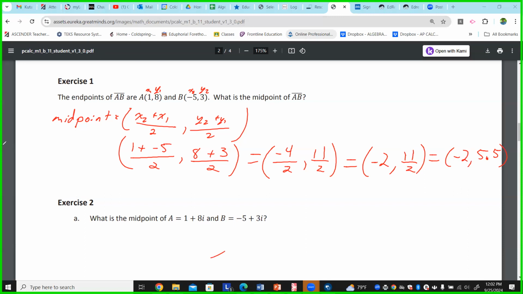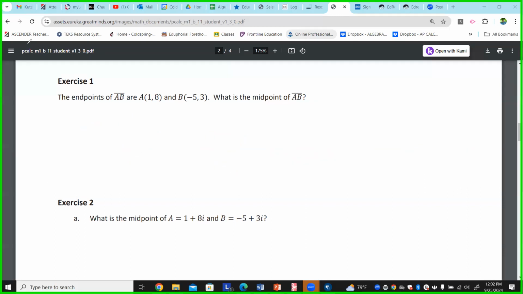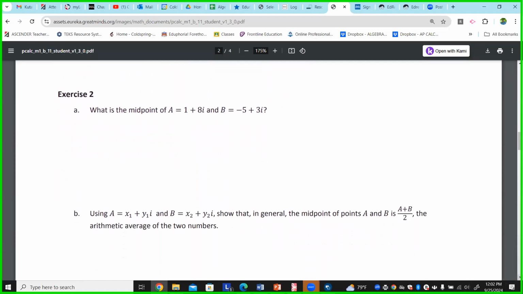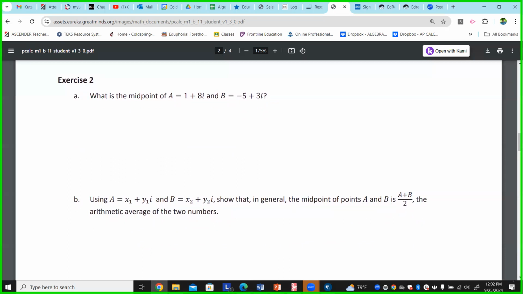So let's put this in complex terms now. And it doesn't really get any harder. So now notice that these are almost the exact same situation. You have a complex number of 1 plus 8i, and you have a complex number of -5 plus 3i. The only first step you're going to do differently is write those as coordinates. What is 1 plus 8i? 1, 8. And then what's this as a coordinate? -5, 3. And then you're going to do the same work.